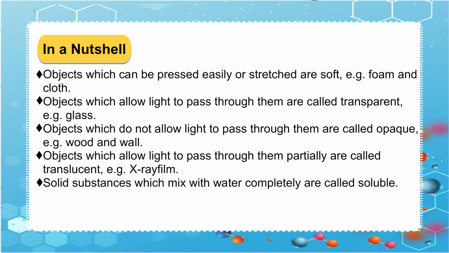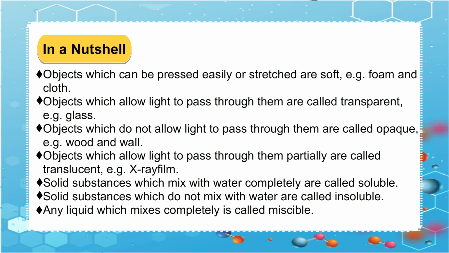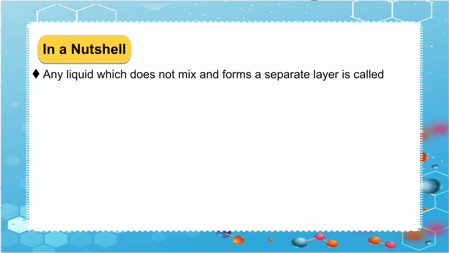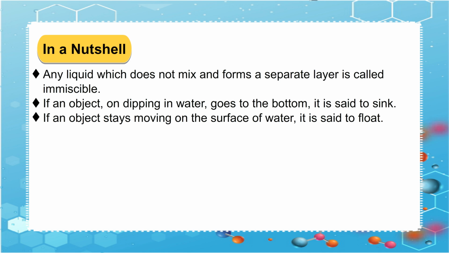Solid substances which mix with water completely are called soluble. Solid substances which do not mix with water are called insoluble. Any liquid which mixes completely is called miscible. Any liquid which does not mix and forms a separate layer is called immiscible. If an object, on dipping in water, goes to the bottom, it is said to sink. If an object stays moving on the surface of water, it is said to float.